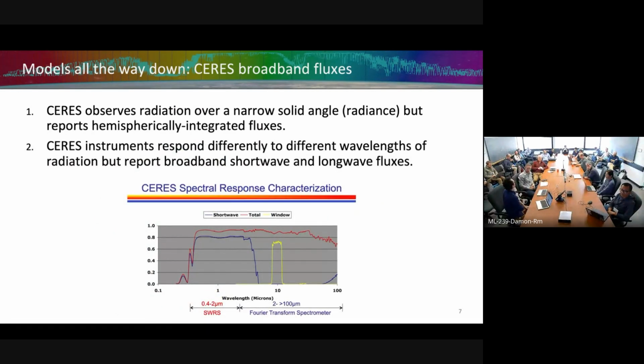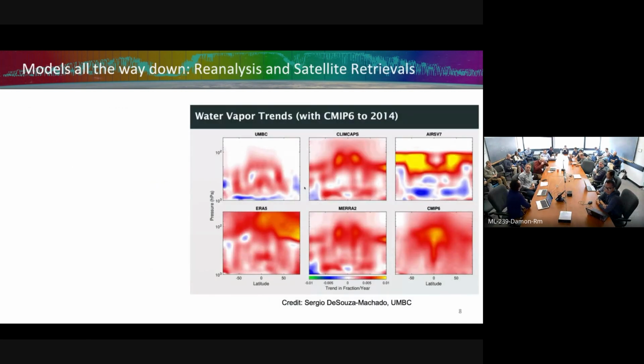Furthermore, these CERES instruments are not perfect radiometers. They don't have a unitary spectral response function. They respond to radiation differently. And so there's effectively another modeling step, which is deconvolving the observations to try and estimate what the true broadband fluxes are. So even with CERES, we should have some appreciation of the uncertainty in those observations.